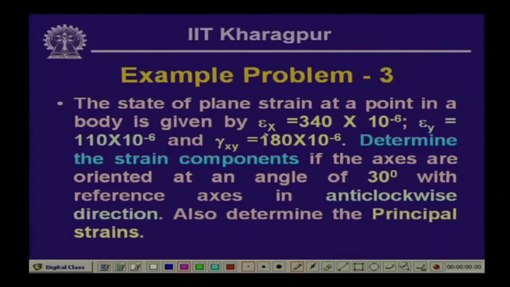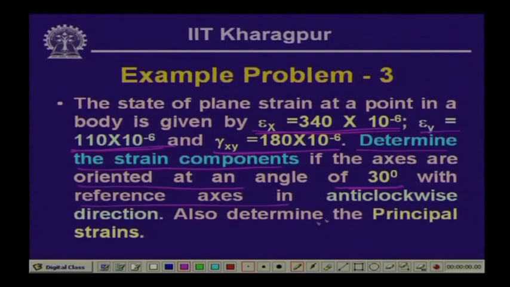The state of plane strain at a point in a body is given by epsilon x, which is 340 into 10 to the power minus 6, epsilon y equals 110 into 10 to the power minus 6, gamma x y is 180 into 10 to the power minus 6. What you need to do is determine the strain components if the axes are oriented at an angle of 30 degree with reference axis in anti-clockwise direction, and also determine the principal strain.